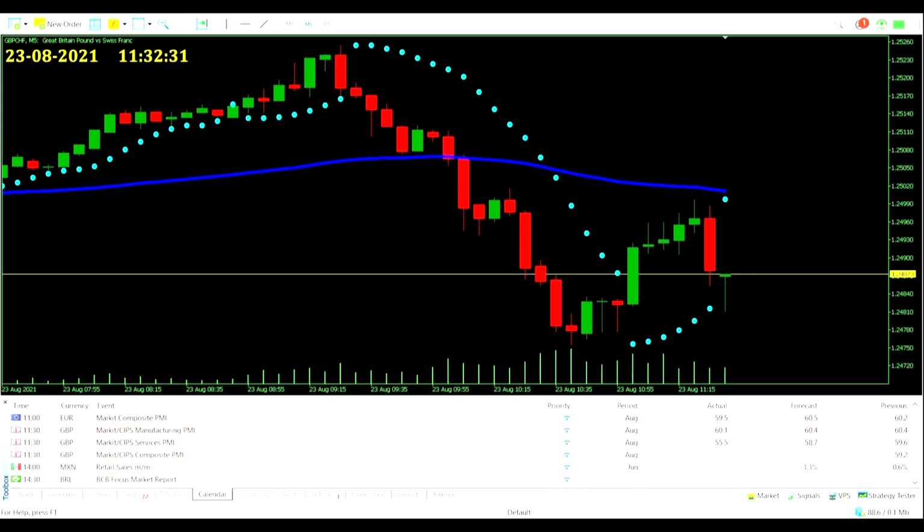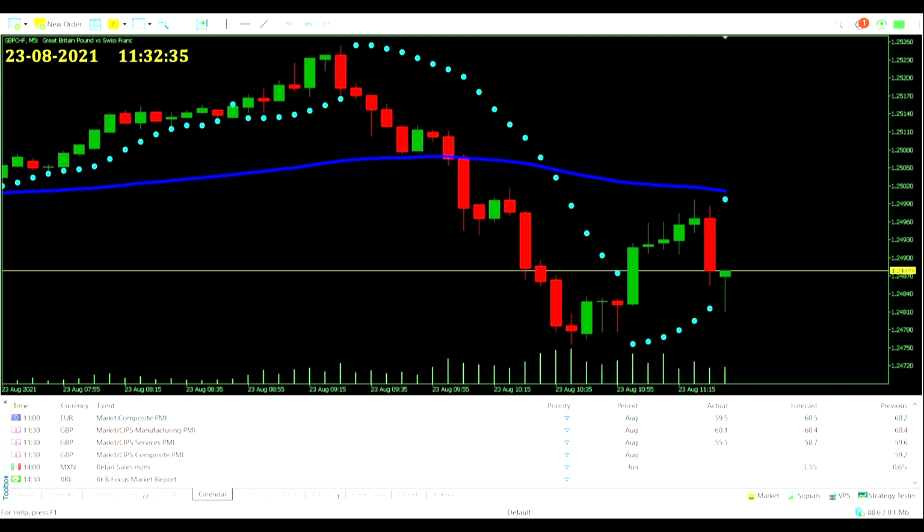And there we can see the results of the manufacturing and services purchasing managers index, both of them underperforming by just a little bit. So the purchasing managers out there not quite as happy with business conditions as expected, which might signal a little bit of a weaker pound, but we didn't see any increase in volume in it. So it's unlikely there's too many are watching it for trading purposes.